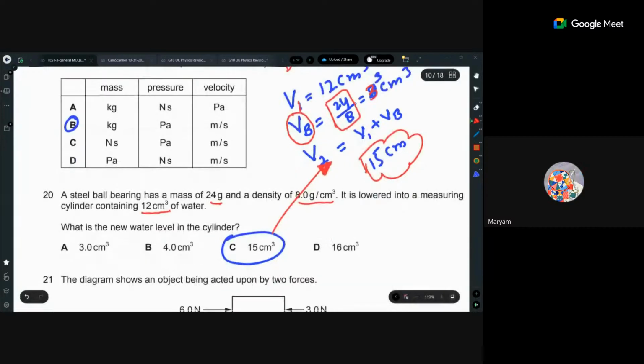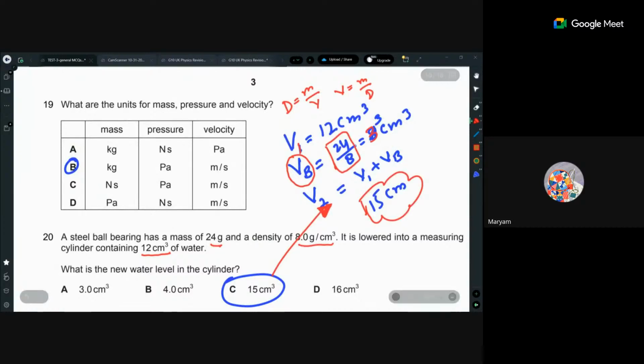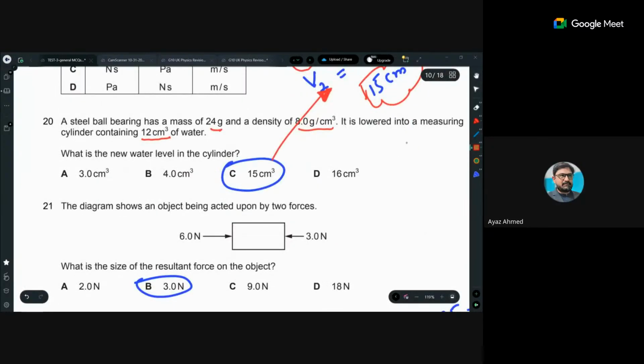What? Look, centimeter of water and centimeter of what? There was the water in the measuring cylinder, and this is a measuring cylinder, and the reading was how much? This was 15. Was this much water in it? Sorry, it was 12. Sorry, it was 12 centimeter cube.